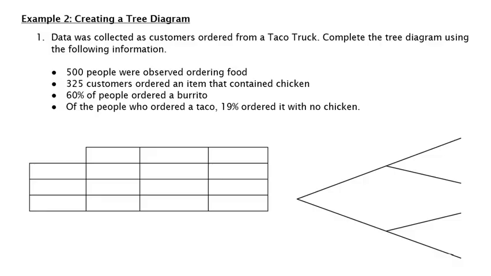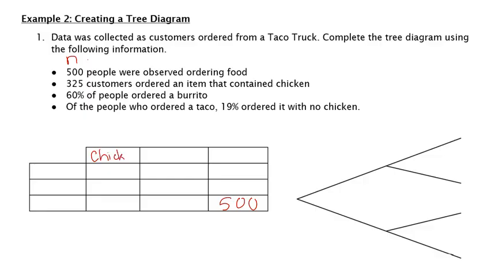So for my two-way frequency table, it says 500 people were observed ordering food. So that's my sample size. I'm going to put that in the bottom corner. And so 325 customers ordered an item that contained chicken. All right, so I know I'm going to be comparing something with chicken.